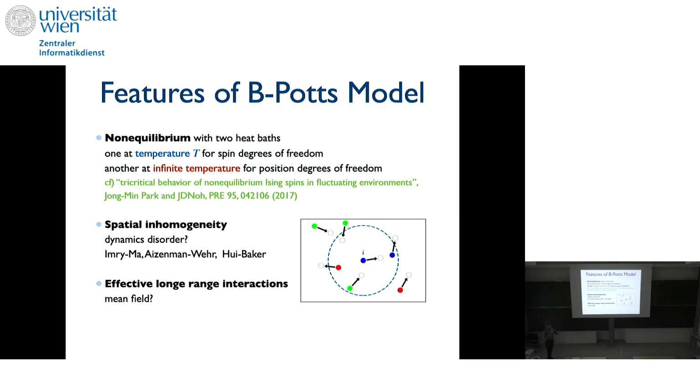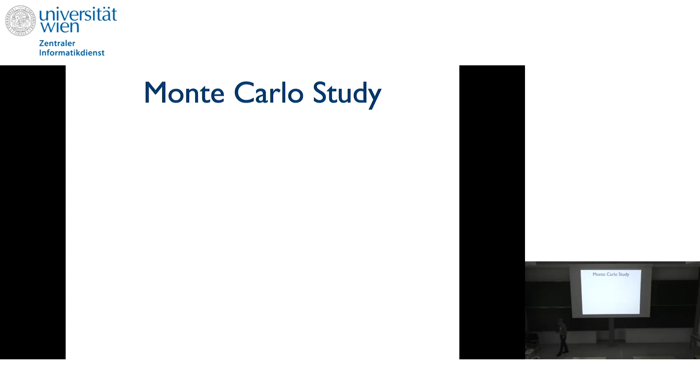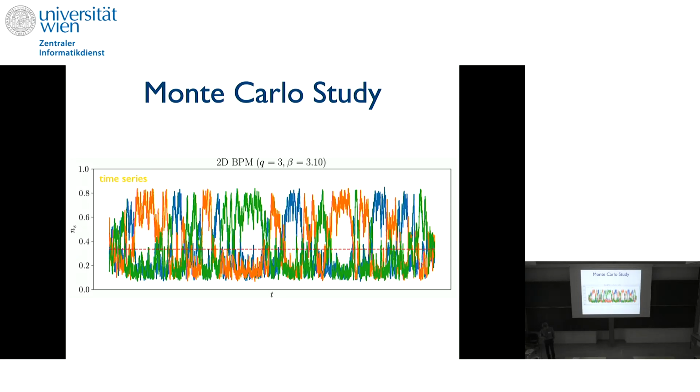So if this motion is too fast, then we expect a mean field phase transition. But I think this is very unlikely because it's a very slow process. Anyway, we did some Monte Carlo study. This shows the time trajectory of some quantity here. I plot the so-called occupation density. This is a three-state Potts model.